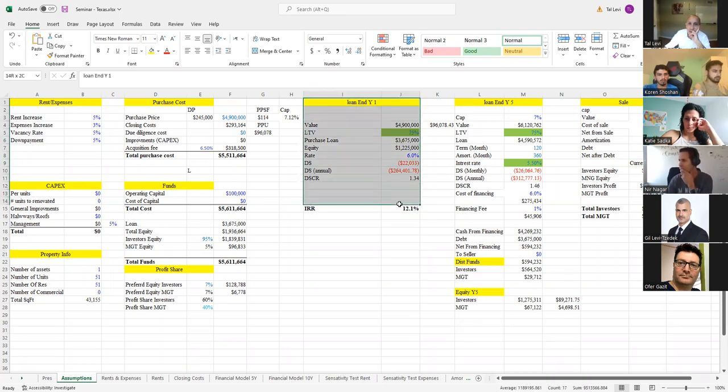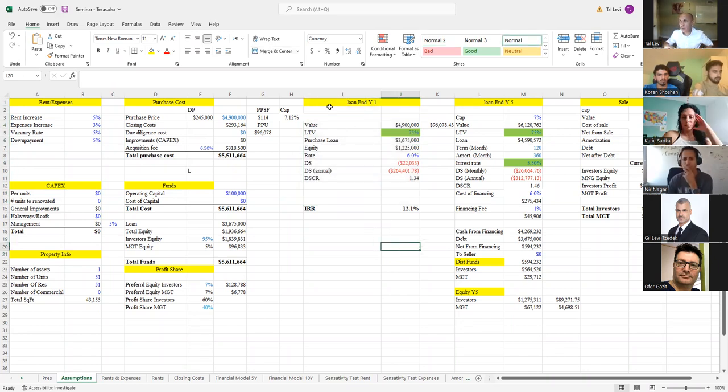So that was loan number one. Now, since we are talking about commercial properties, you can refinance it every 5 years.